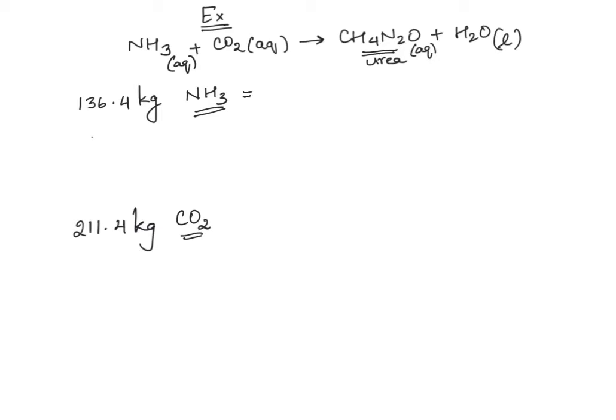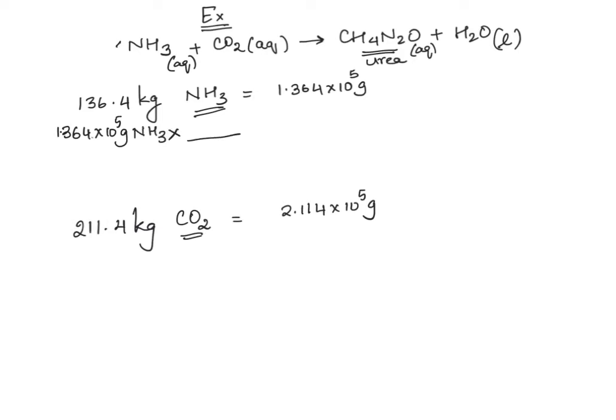This will be equal to 1.364 times 10 raised to 5 grams. And this will be equal to 2.114 times 10 raised to 5 grams. So 1.364 times 10 raised to 5 grams of ammonia.